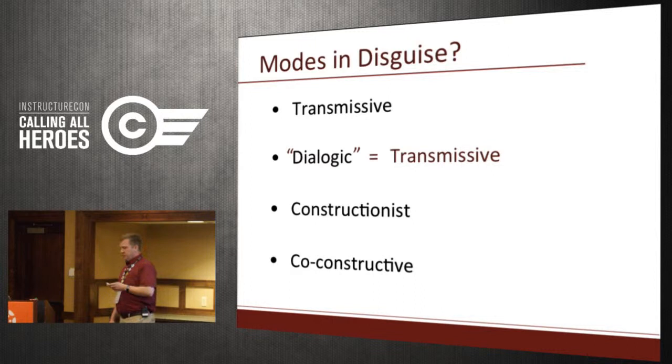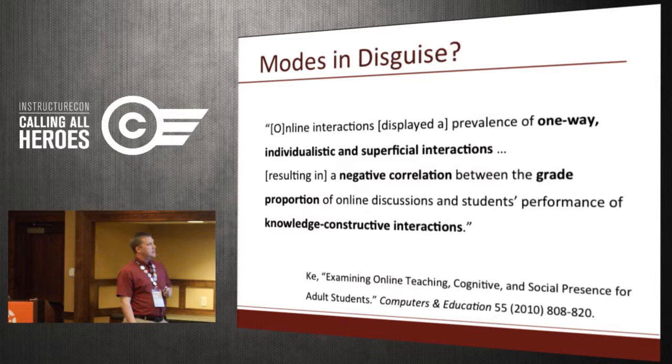A paper in Computers and Education put this rather alarmingly, I think. It looked at online courses and found, quote, a prevalence of one-way, individualistic, and superficial interactions. Ouch. They even found a negative correlation between the proportion of the final grade that was devoted to discussion and what they define and measure as knowledge-constructive interactions. In other words, it's not that simple.